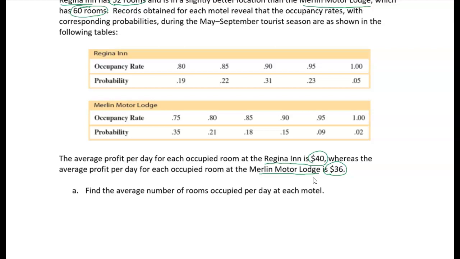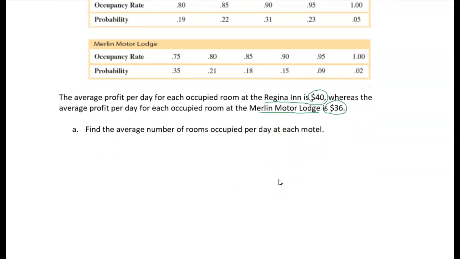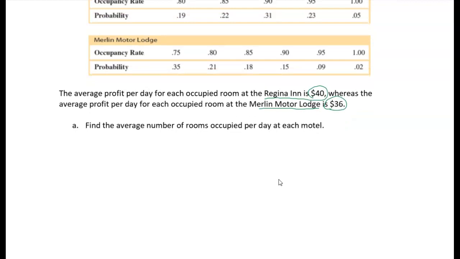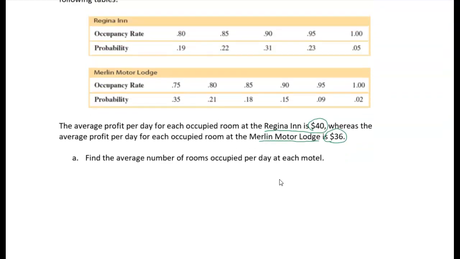So let's start with part A. It says find the average number of rooms occupied per day at each hotel. Average number of rooms occupied each day. So it says average, but we're given probability data. And like I just said in the last example, the expected value is the same as the average. So let's calculate the expected value. We're going to let the random variable X be the occupancy rate of the Regina Inn.